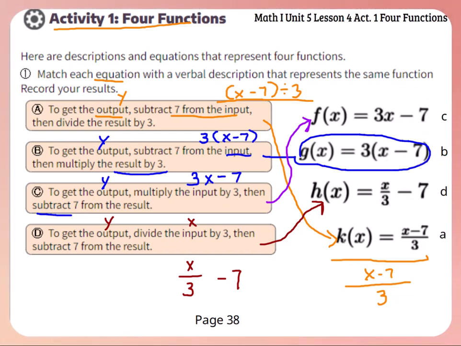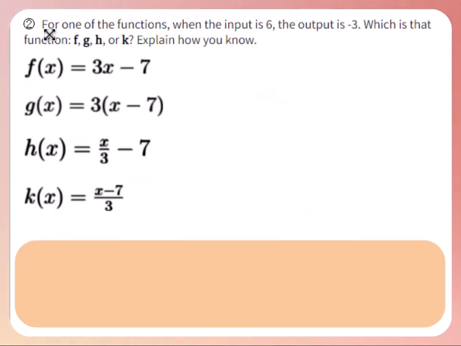How did we do? It looks like we got them right. Let's just double check. D, B, that is correct. All right, so let's move on to question number 2. For one of the functions, when the input is 6, the output is 3. Which is that function, f, g, h, or k? And explain how you know.